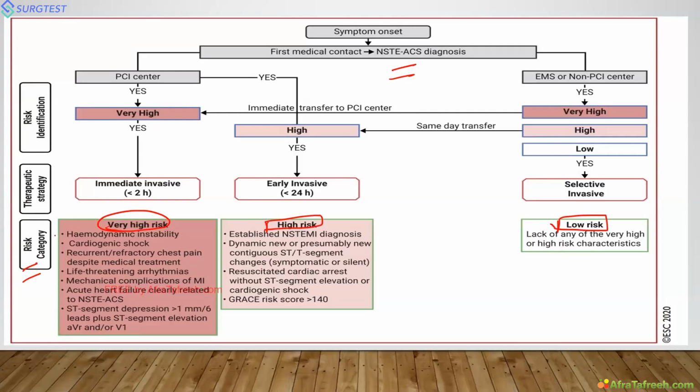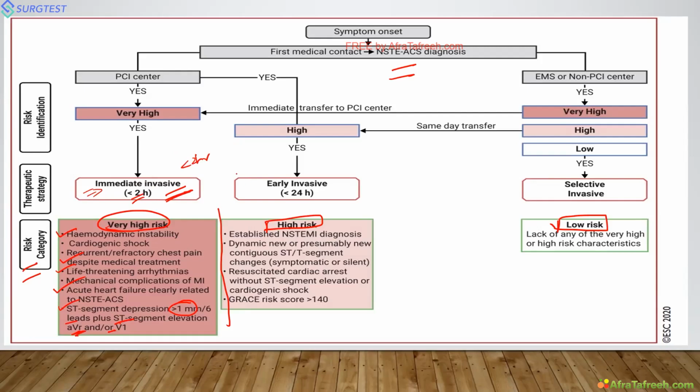Very high risk means he has hemodynamic instability, refractory chest pain, any arrhythmias or mechanical complications, and ST depression of more than 1 millimeter in 6 leads. This is the LMCA pattern: ST depression of more than 1 millimeter in 6 leads plus ST elevation in AVR or V1. These are very high risk categories, which we have to take to the cath lab within 2 hours. It is immediate invasive. So in these patients, we have to do the cath lab within 2 hours.